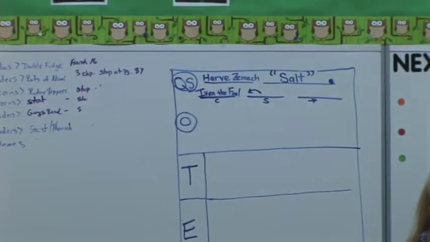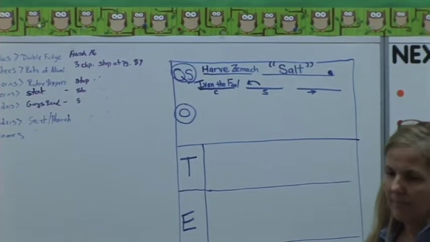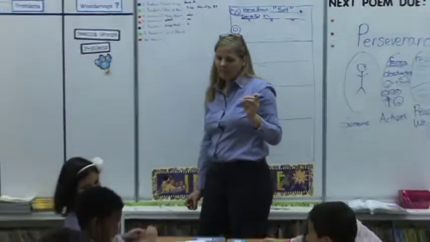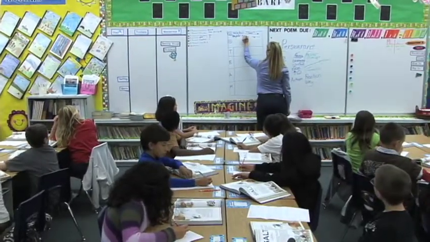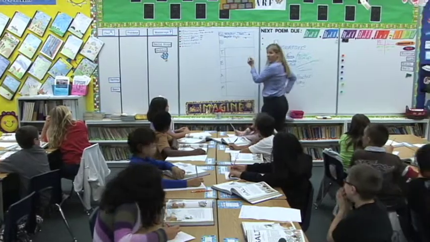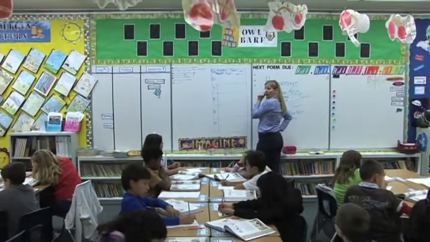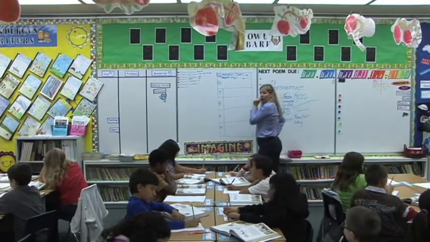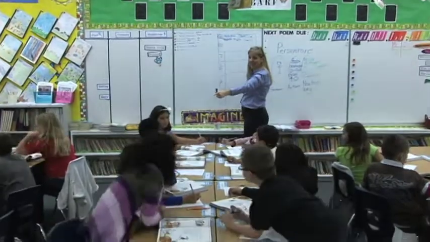Where did the story happen? At sea. Out at sea? Only at sea? No. At sea and where else? Ready? Tell the people at your table where else. He's got one at sea and where else. Go.